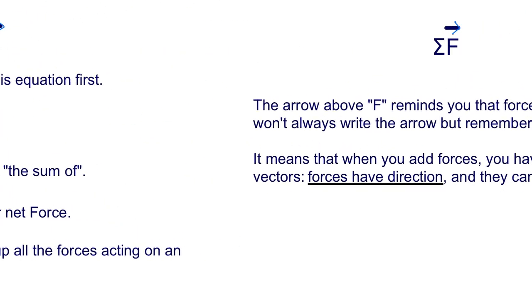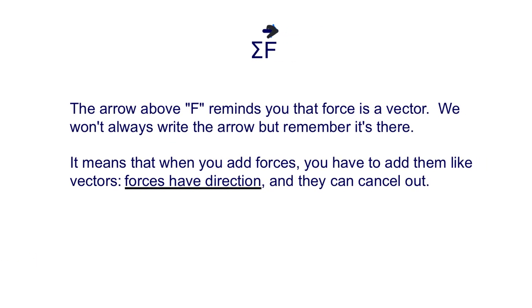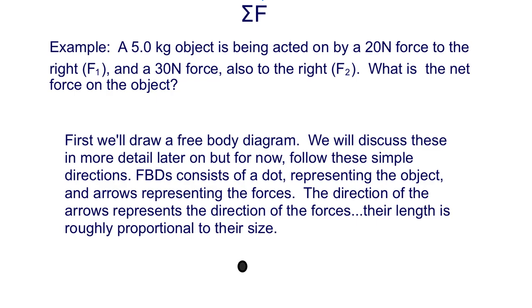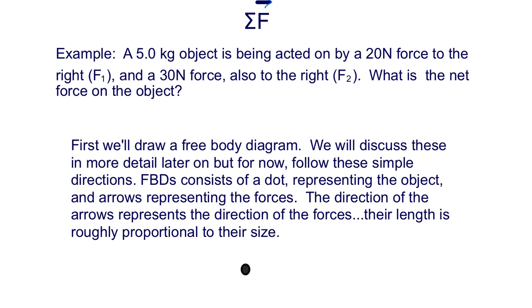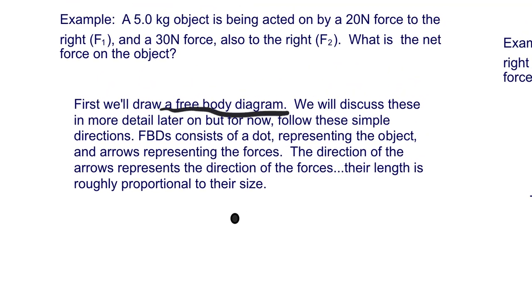Now, sometimes you'll see an arrow over net force to represent that it's a vector. All forces have directions. They are vectors, and we know how to add vectors easily. What is the net force on an object? I think I'll work this one. This is very elementary, and we're going to expand on it. A free body diagram, FBD, shows the forces acting on an object by arrows.